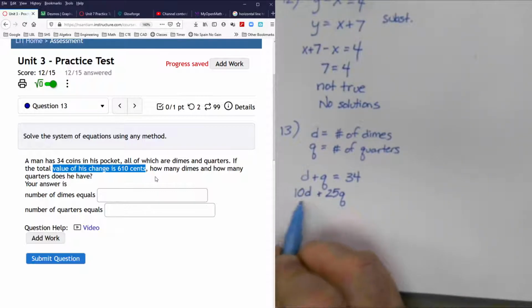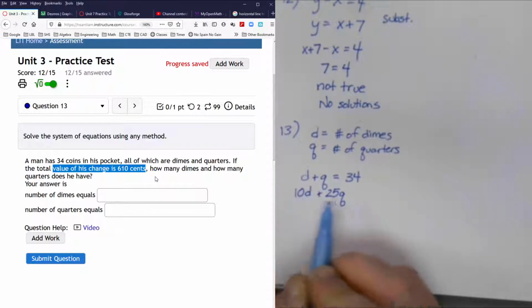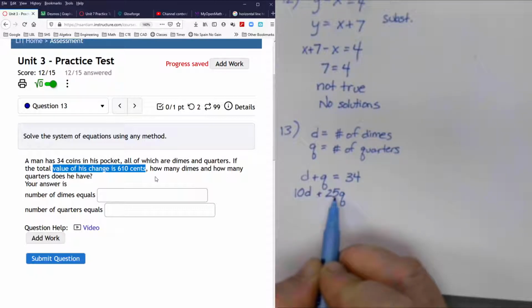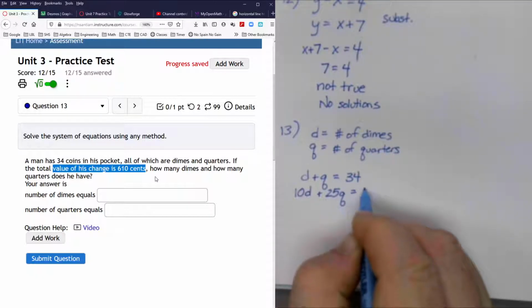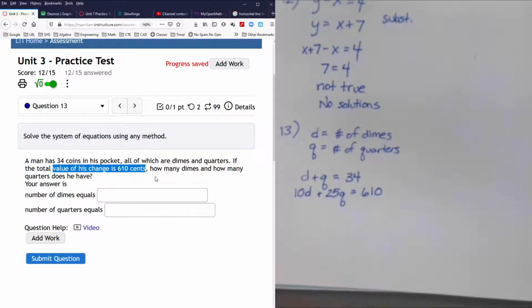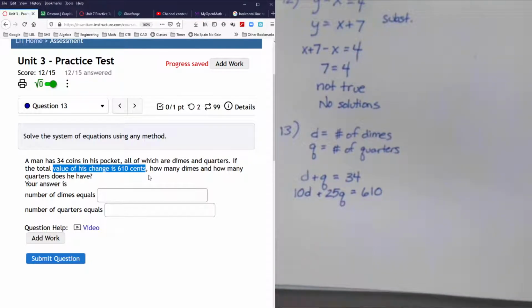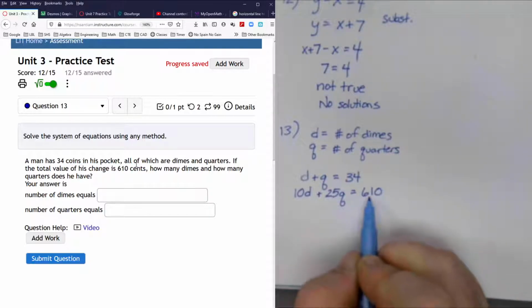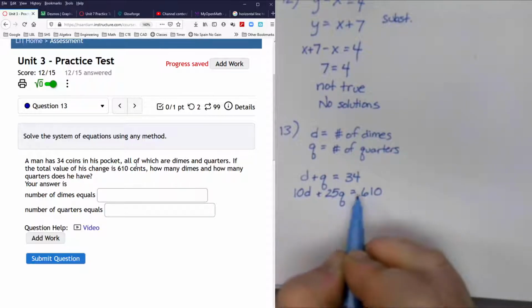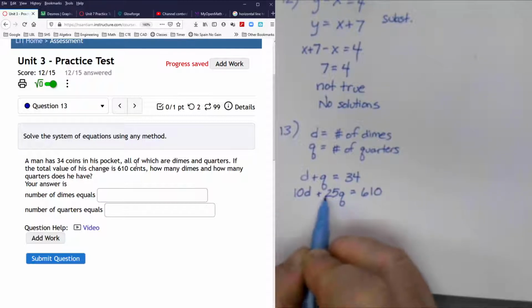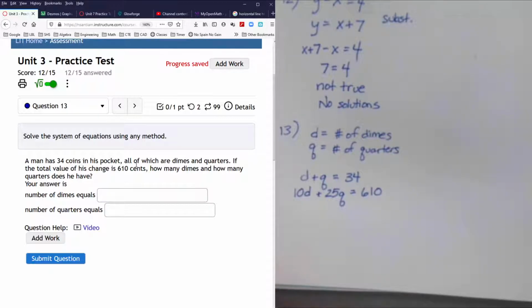So this number represents the value of the dimes. This number represents the value of the quarters. And we know that the total value is 610 cents. Now, if they would have said the total value was $6.10, I would have written these numbers differently. I would have written 6.10 and 0.1 and 0.25 to represent dollars, okay? And now they're just asking us to solve this.